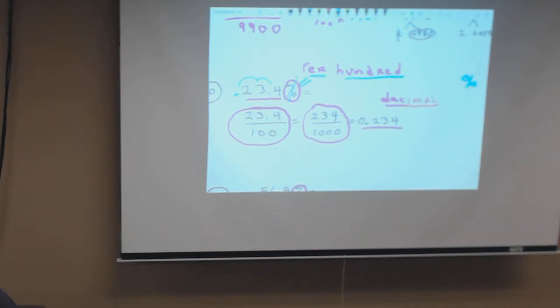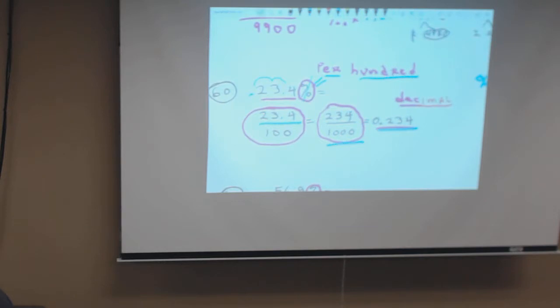So 23.4% means 23.4 over 100, which would be 234 over 1,000, which would be 0.234.